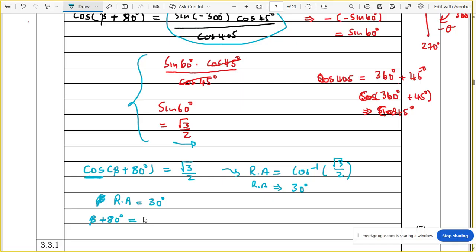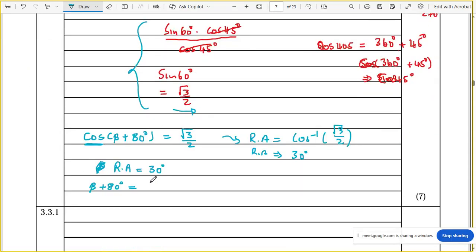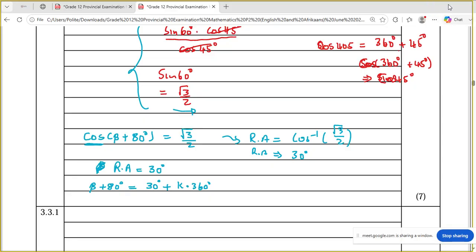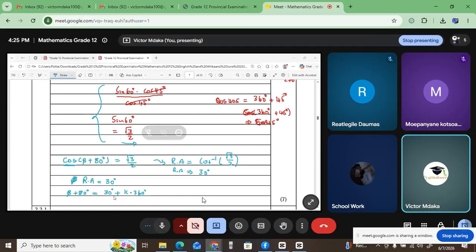So I'm going to equate this to what? Listen, this is one of the most important parts that we're going to work on. They said that theta must be between minus 90 and 180. So you're going to first take your reference angle, which is 30, then you add k times 360.